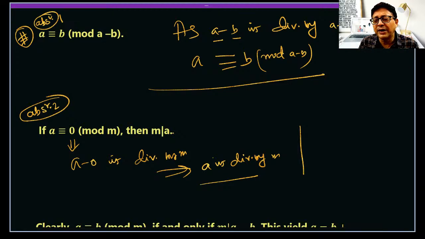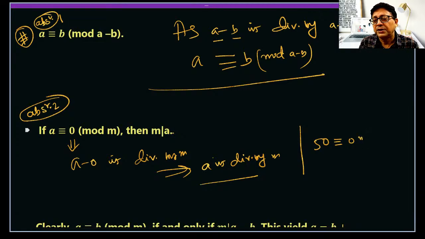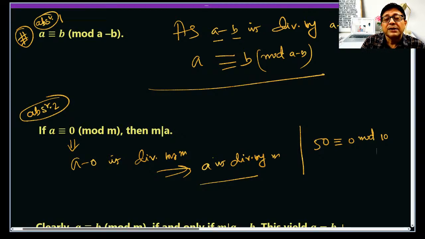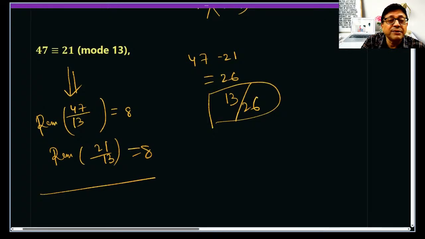Like I am just writing one example: 50 congruent with 0 mod 10, because 50 is divisible by 10. You can state that 0 is the remainder. You can state here that B is the remainder when A is divided by A minus B. You can also state that 21 is the remainder when 13 is divided by 47. No, it is not true, because 21 is larger than 13. That's why you go by the first definition: they leave the same remainder, meaning it's the same.